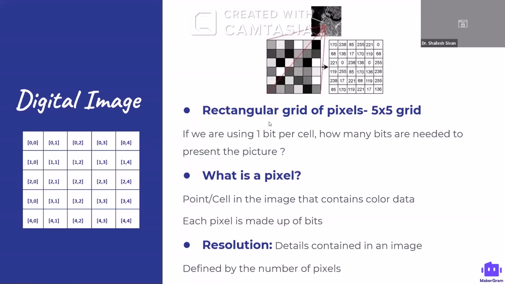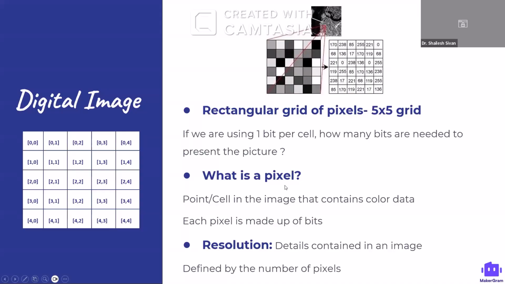A digital image can be viewed as a rectangular grid of pixels. Here we can see a grid with 5 rows and 5 columns, and each element in the grid possesses particular color information, and that is what we call a pixel. Here we have 6 rows and 6 columns, each showing some shade of gray. Corresponding to that, we have a matrix. So usually an image is represented as a matrix of pixels.